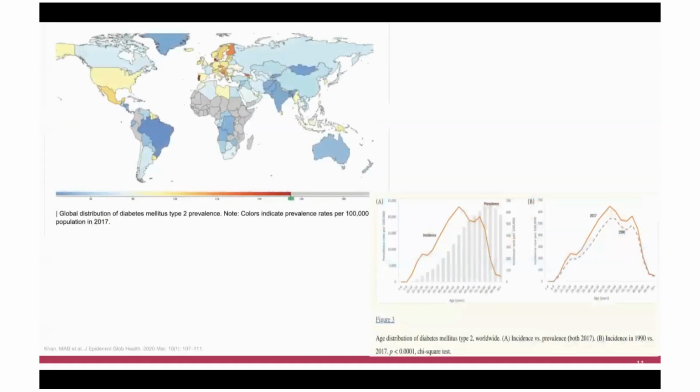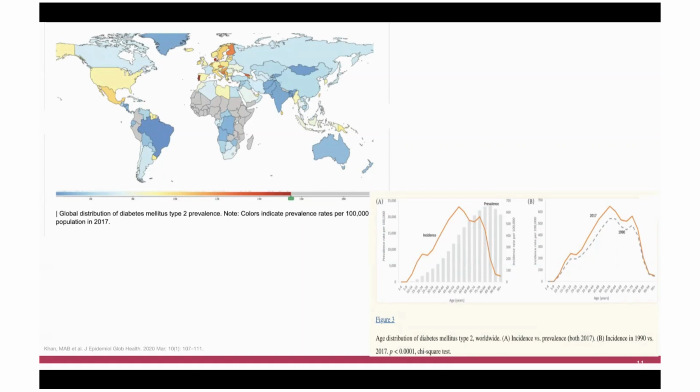The map in the upper left is showing the distribution of type 2 diabetes across the globe in 2017. The charts on the bottom right, the first chart is showing the incidence, which are new cases, of type 2 diabetes by age. That's the orange line. And they're comparing it in that same chart to the prevalence, which are the new and the existing cases in the gray bars.